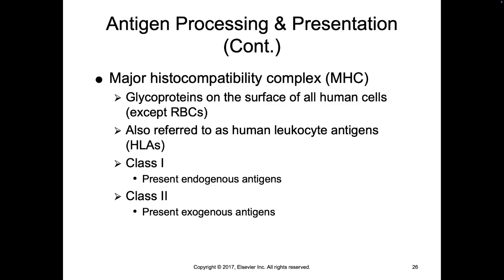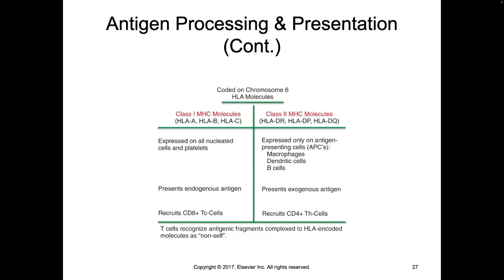MHC is basically like an hors d'oeuvre tray if the antigen is the hors d'oeuvre. Okay. It's on the surface of all human cells except red cells. It's also referred to as HLA antigen. Class 1 presents endogenous antigens, while class 2 is exogenous antigens. Exogenous antigens come from outside the cell and get presented, while endogenous antigens are produced inside the cell and presented. Okay, so you can see where these locuses are located, okay, and where each of these proteins are found, okay.